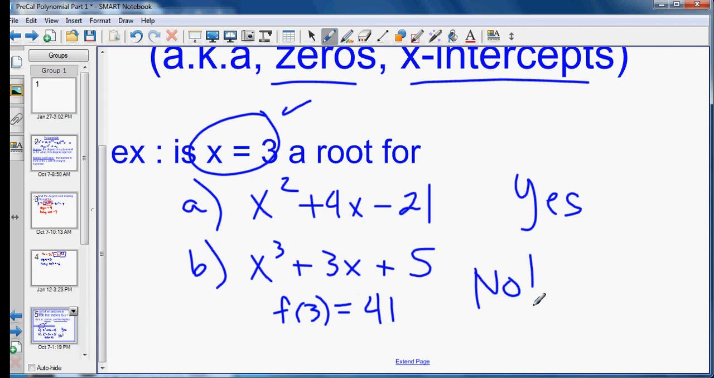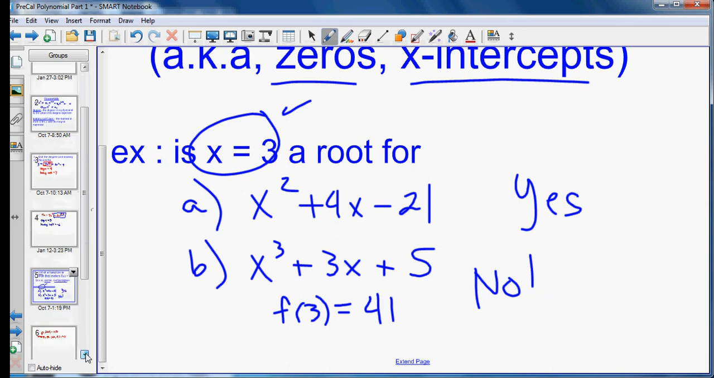So those are the 3 things for today: the degree, the leading coefficient, and the roots.